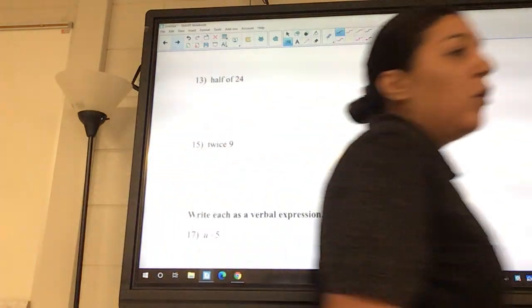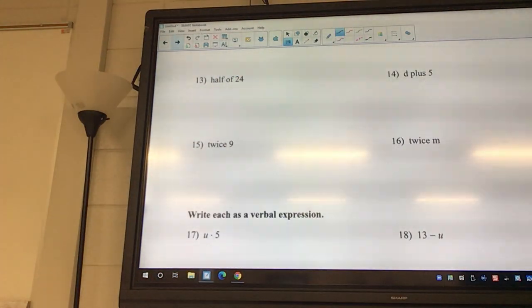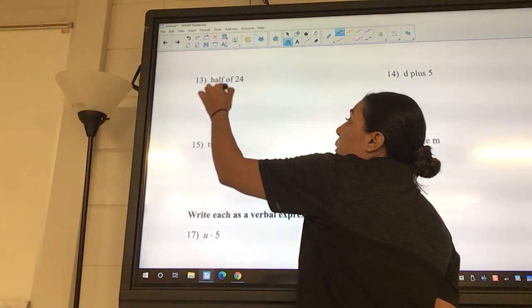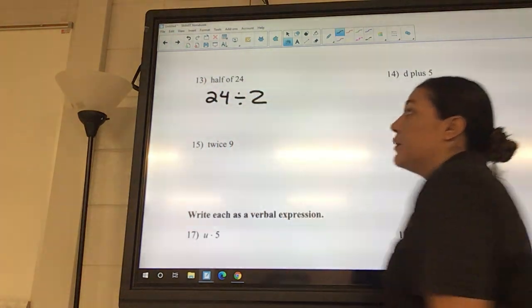Half of 24. What does half mean? Divide. It means divided by 2. If you have 4, what is half of 4? 2. So it really means divide by what? Divide by 2. So 24 divided by 2.